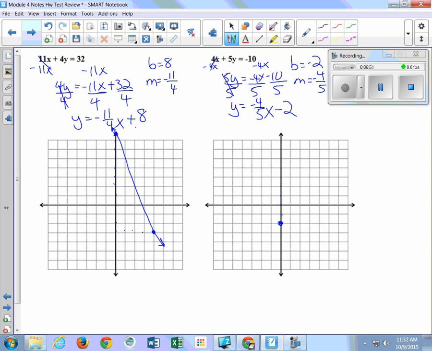I need a negative line. So I'm going to go left. 1, 2, 3, 4, excuse me, and then 1, 2, 3, 4, 5. That makes a negative line. Okay.